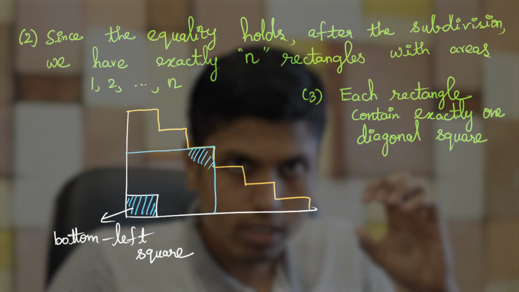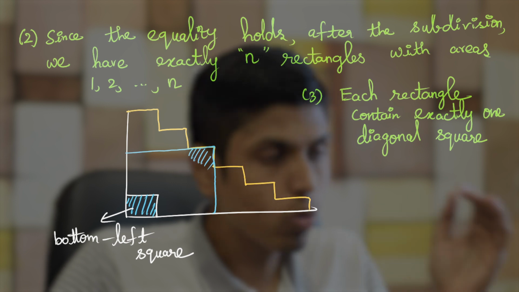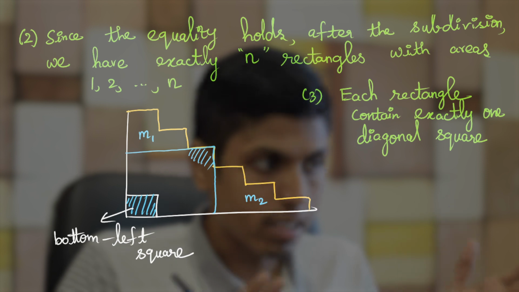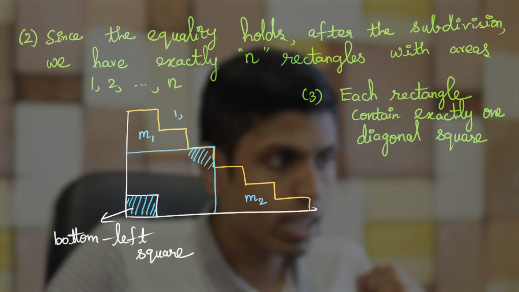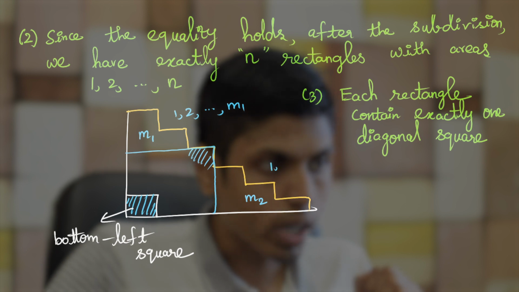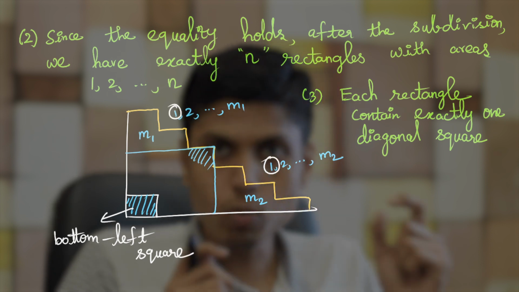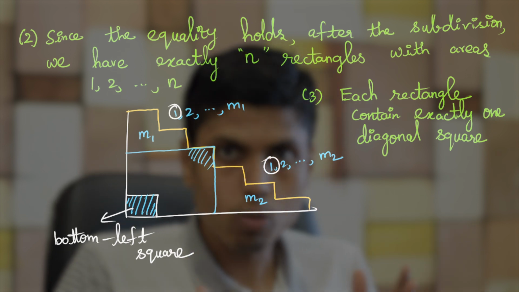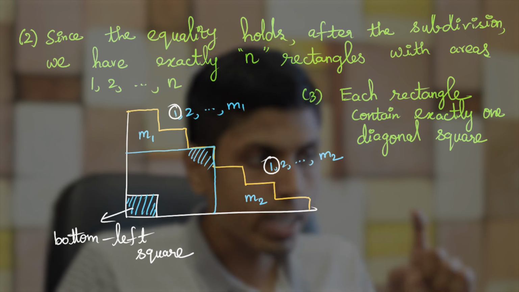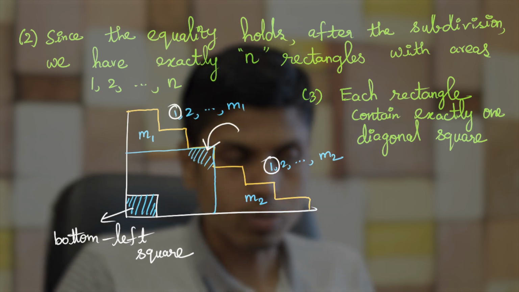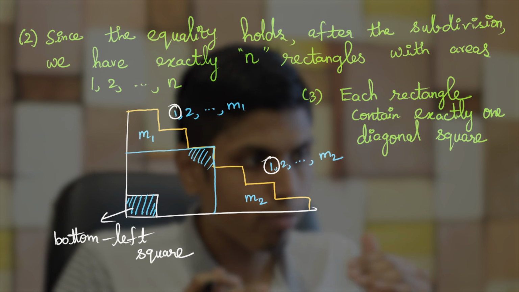Now, after removing this rectangle, you will have two ladders. Let's say the sizes are M1 and M2. In these ladders, we again subdivide them into rectangles, and we know that the subdivision must contain areas numbered from 1 to M1 and here 1 to M2. But this means two areas are equal, for example, 1 and 1, and we can't allow that, right? This means that the rectangle containing the bottom left square cannot have this as its diagonal square, which is in the middle of the diagonal squares.